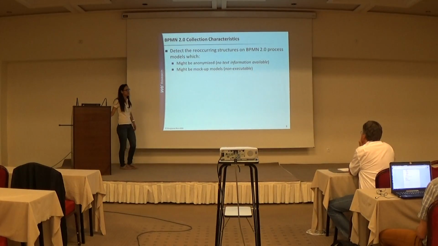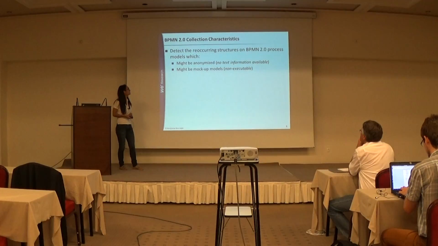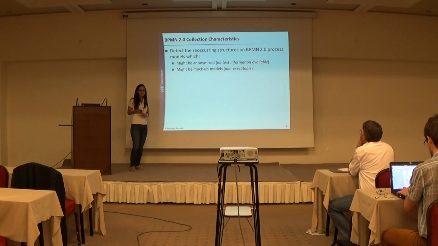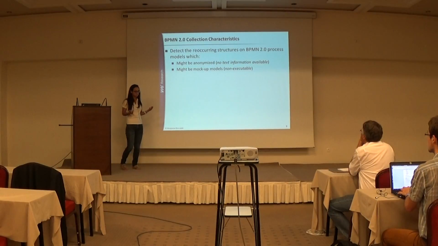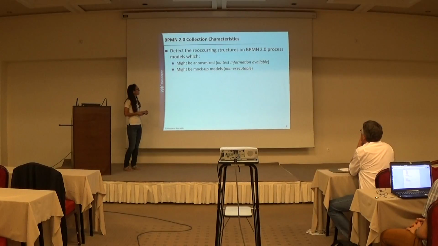Before I discuss the different techniques in process model matching, I would like to discuss the nature of our collection. We basically have a lot of anonymized models. That means that most of the models do not have label information, but the labels look like A, B, C, D. So we don't know what job each task actually does. And most of the models are mockups, which means they are not currently in an executable format.